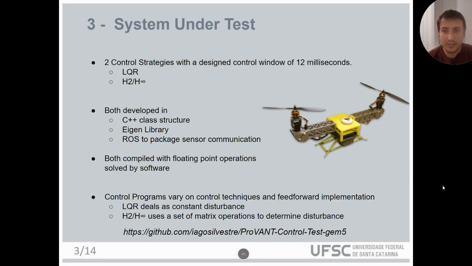The system test consisted of basically two control strategies, one that used LQR, and the other one used a mix of H2 and H infinity, and they were both designed with a control window of 12 milliseconds. They were also compiled with floating point operations being solved by software. They varied, however, on the feed-forward implementation, where the LQR dealt with it as a constant disturbance, which could be solved by a simple addition on the control variable, and H2 H infinity used a set of matrix operations to determine this disturbance.